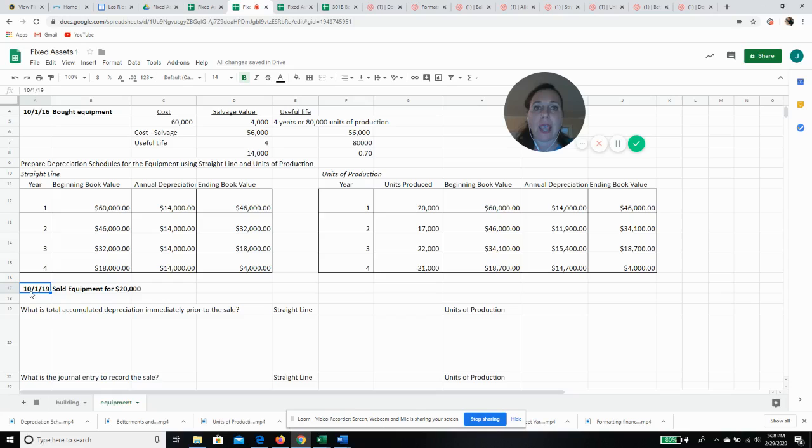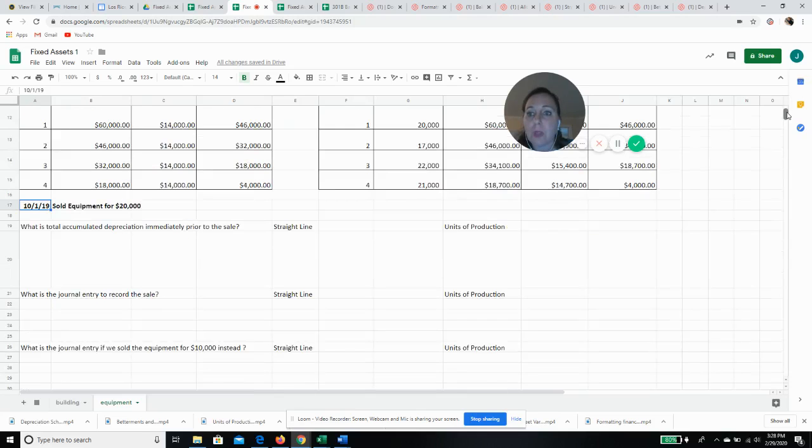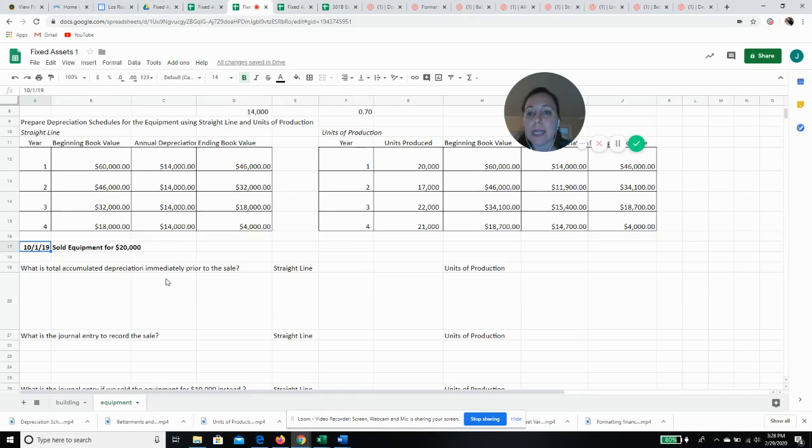So we don't have to sell it for cash, although that's going to be the easiest example and the one we're going to use. We could give it away. We could trade it away. We could just throw it away. There's all kinds of things that could happen, but we are going to sell ours for cash. So on 10/1/19, we sold the equipment for $2,000.